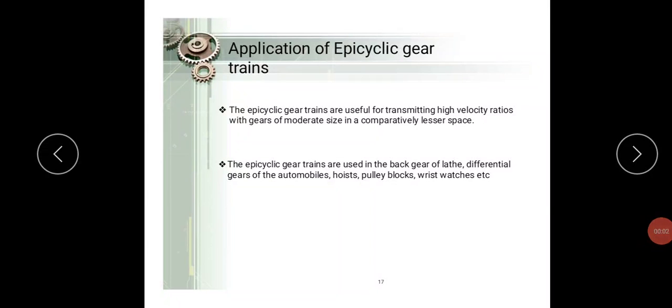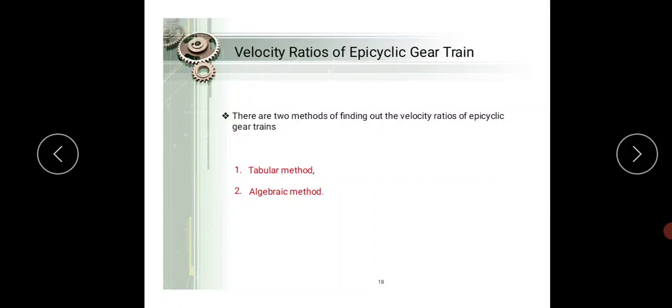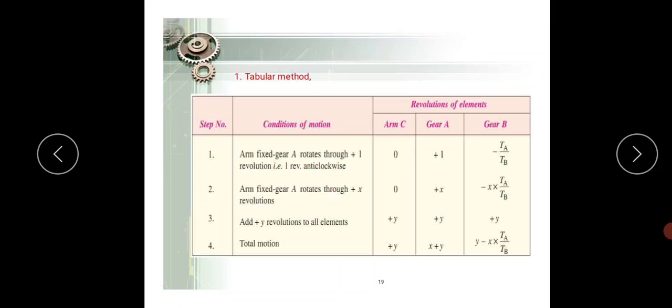Let's go to the next slide. Now we are going to see the velocity ratio of an epicyclic gear train. There are two methods of finding the velocity ratio of an epicyclic gear train. First is the tabular method, and second is the algebraic method. First we are going to see what is meant by the tabular method.